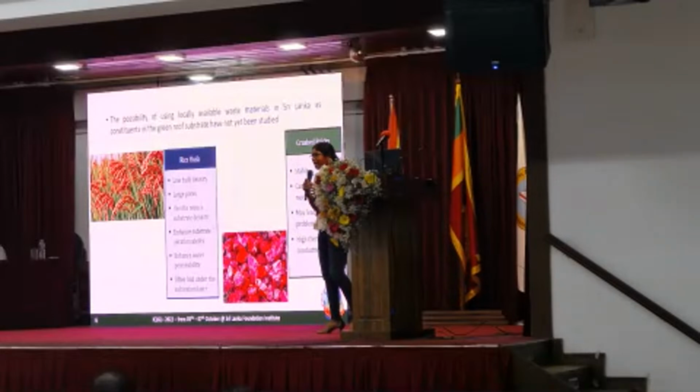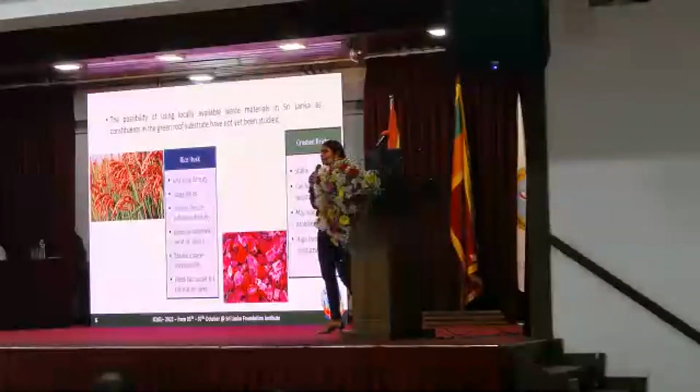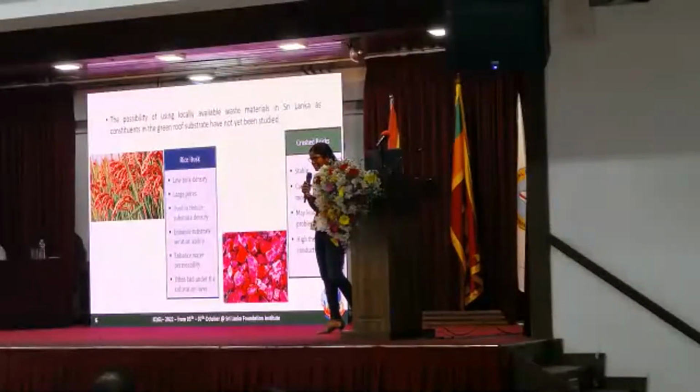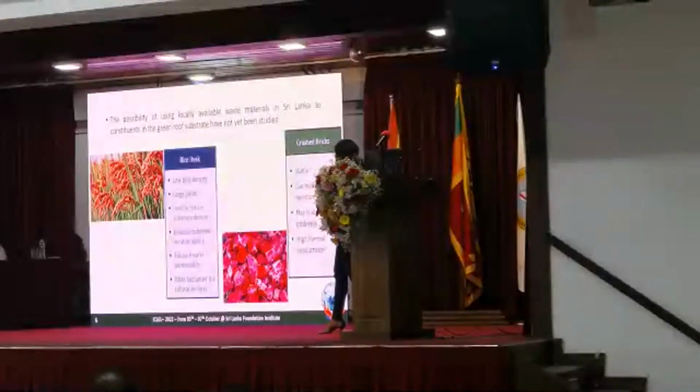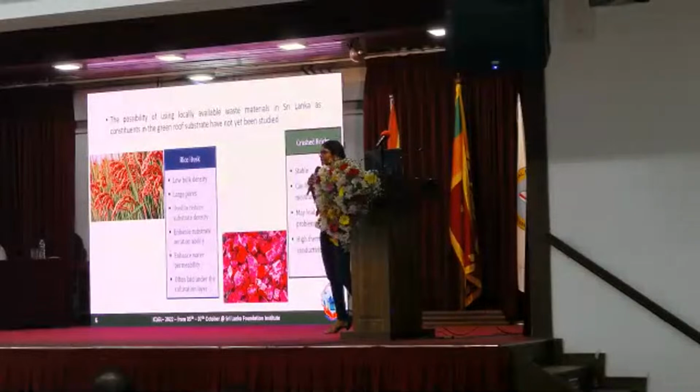In Sri Lanka, in our construction sector, one of the main masonry units we use is clay bricks. So the construction sector generates large amounts of brick waste during demolition activities. And also, bricks have some properties that make them suitable to be used as a green roof substrate.